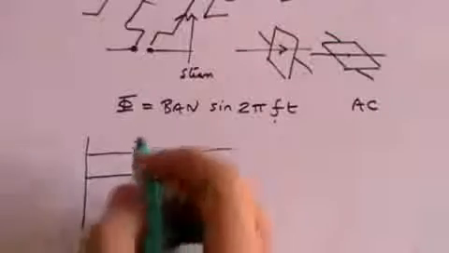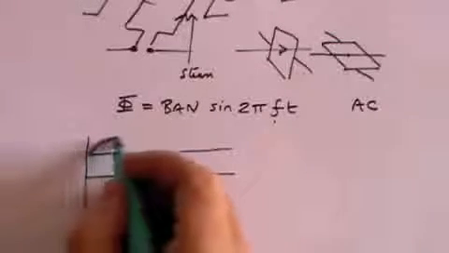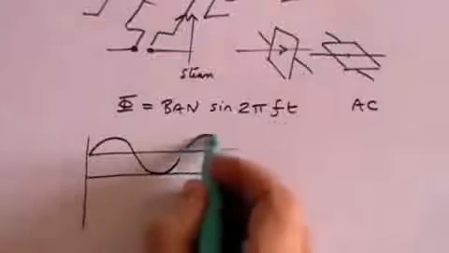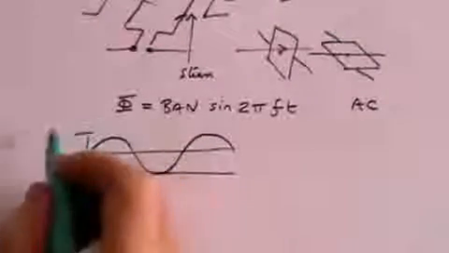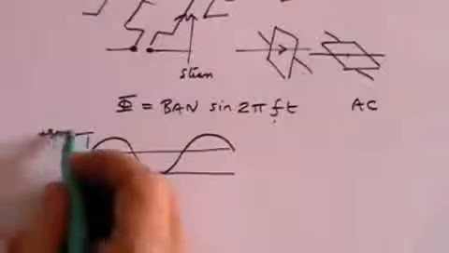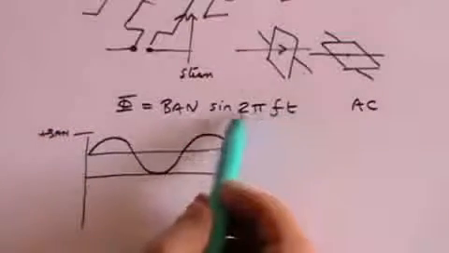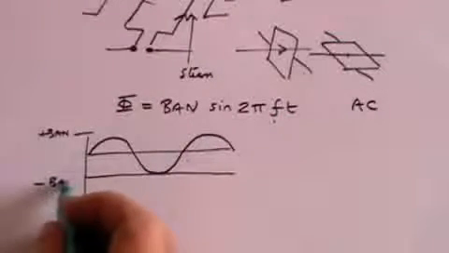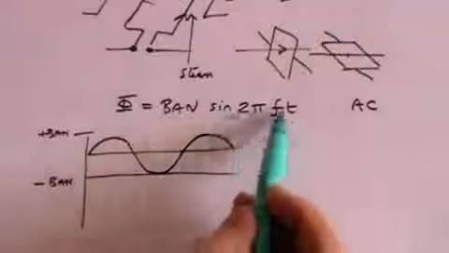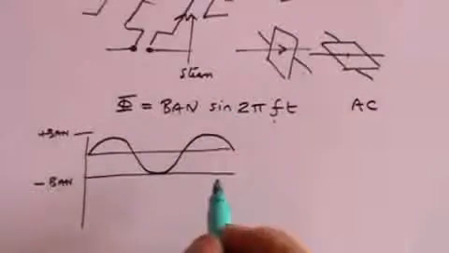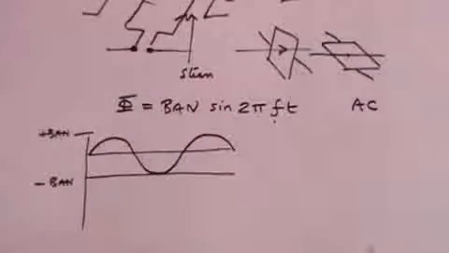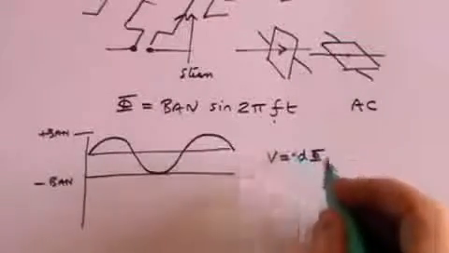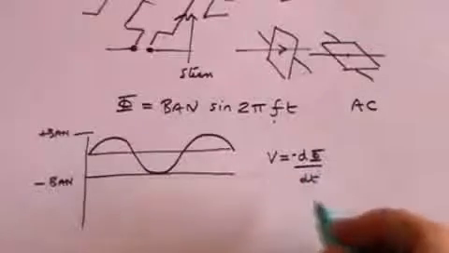This is the flux linkage, which is a sine wave, and it varies between plus BAN, which is when this sine term becomes 1, and minus BAN, which is when this sine term becomes minus 1. But the induced voltage is d phi, or actually it's minus d phi by dt.